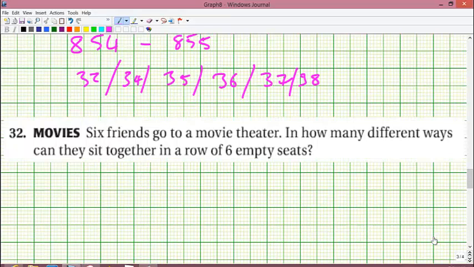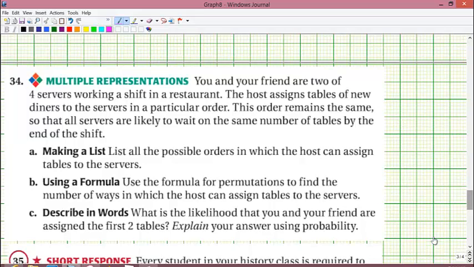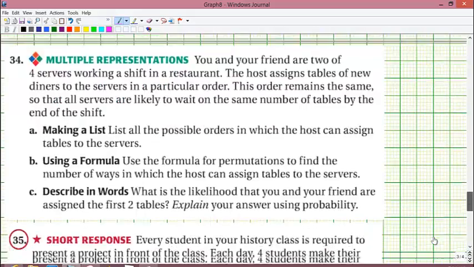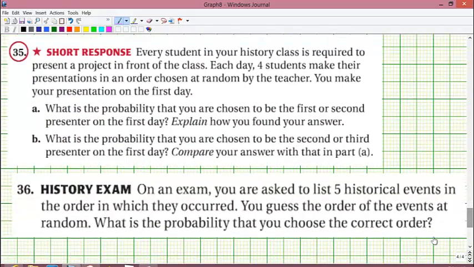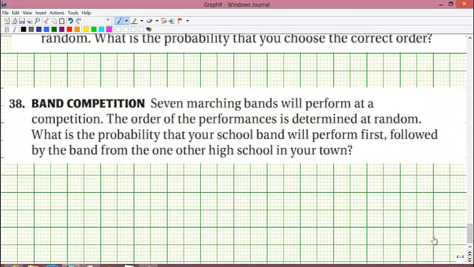Okay, here is question 32. Moving on. Question 34. Moving on. Questions 35 and 36. And lastly, question 38. Okay?